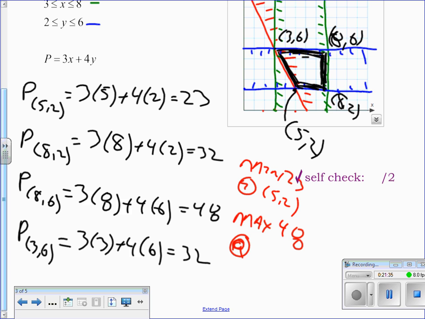At the point (8,6). You will be asked, what is the max? Where is it? What's the min? Where is it? There's a difference between the two. Where and what are not the same thing. Where is the coordinate? What is the number? You'll have to be able to identify both of them. Okay. Questions on this before we move on?